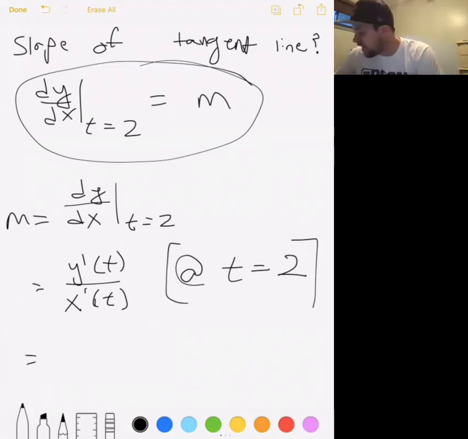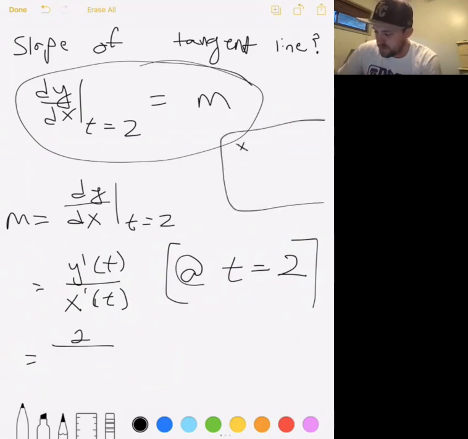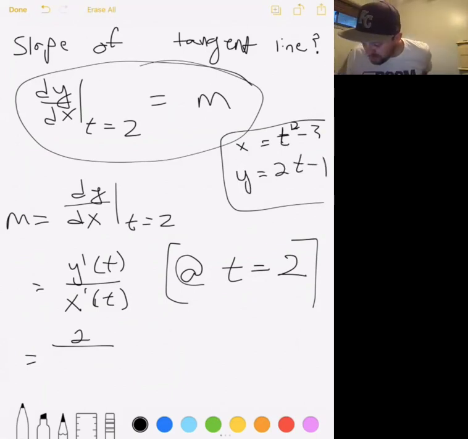And so our y of t was 2t minus 1, which means y prime of t is going to be 2. And then x of t was t squared minus 3. So here, maybe I'll write these down again. X is t squared minus 3, and y is 2t minus 1, right? So you can see y prime will be 2, and x prime will be 2t.